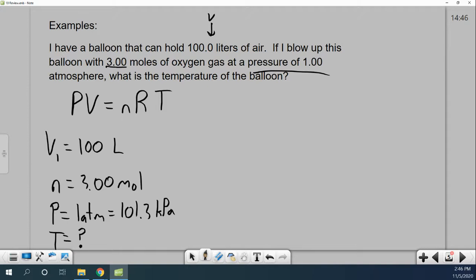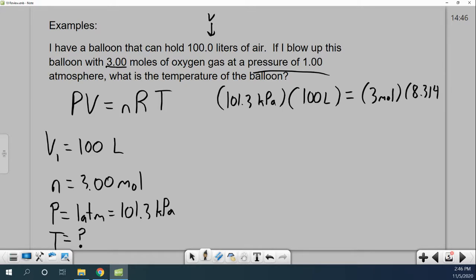All right, let's plug in what we know. Pressure is 101.3 kPa. Volume was 100 liters. Number of moles was 3. R is 8.314, always. And temperature is what I'm trying to find. All right. So let's simplify the left side first. 101.3 times 100. There we go. And then we'll simplify the right side. 3 times 8.314.